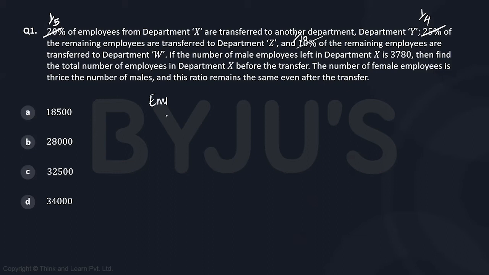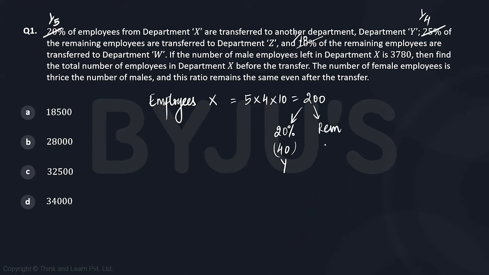So I'm going to say that the total employees in department X is 5 into 4 into 10, which is 200. Out of these 200, 1/5, 20%, right? So 1/5 of this, which is going to be 40, were moved to Y, and remaining we are left with is 160.